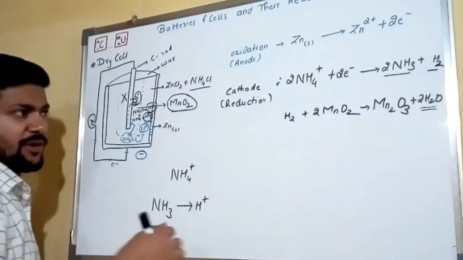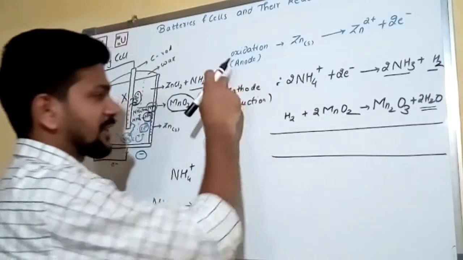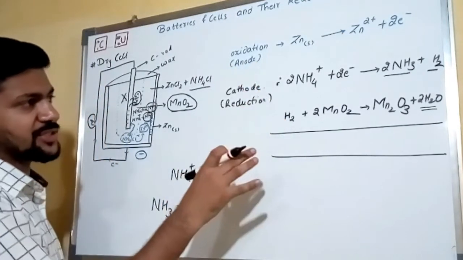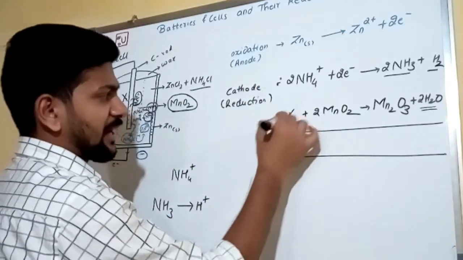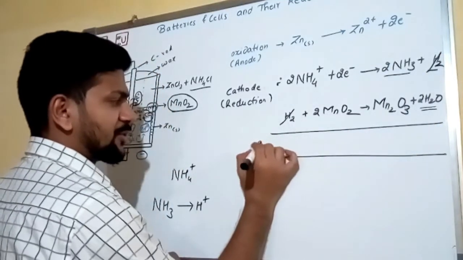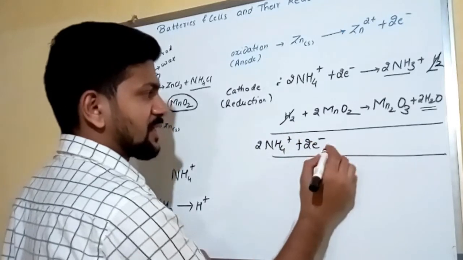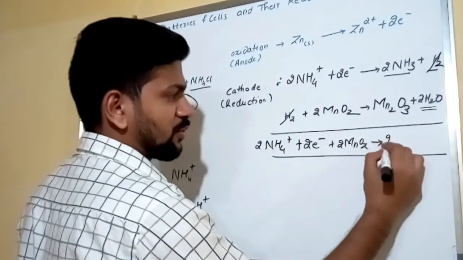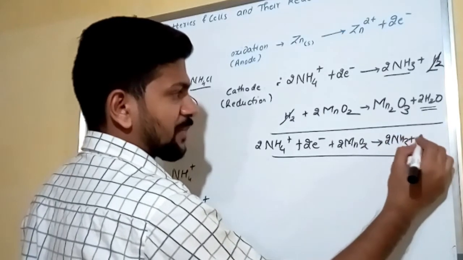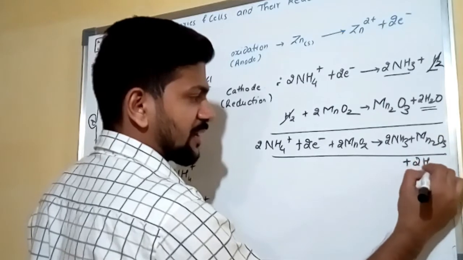So what will be the overall reaction? The overall reaction will be over here. This will be the overall cathodic reaction. So these are the 2 reactions that you need to remember. If you look carefully, the hydrogen gets cancelled. It will be 2 times NH4+ plus 2 electrons plus 2 times MnO2 getting converted into 2 times NH3 plus Mn2O3 plus 2 times H2O.